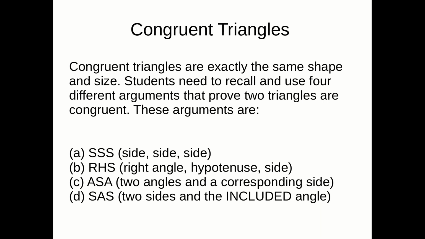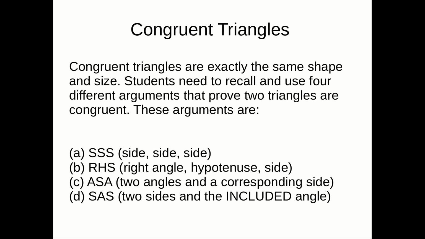And then finally, and I've deliberately put this one last, you've got SAS: 2 sides and the angle included. Now, what's an included angle? Well, it just means the angle between 2 sides. This is often the case in GCSE maths, that we want 2 sides and the angle in between.